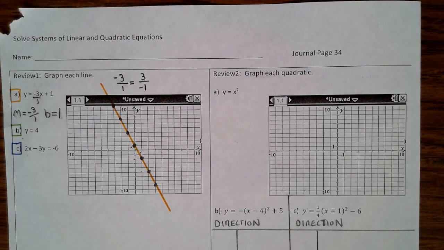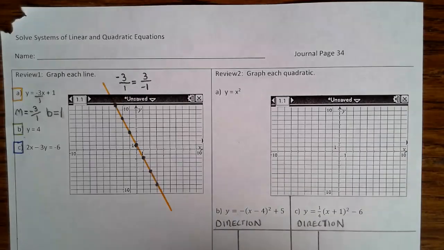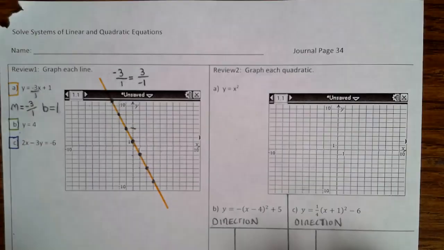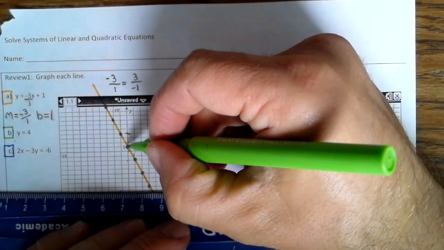All right, now, the second line is very simple. Y equals 4 is a horizontal line at 4. So we go up 1, 2, 3, 4. So it'll be a horizontal line at 4. Let's double check the count. 1, 2, 3, 4.